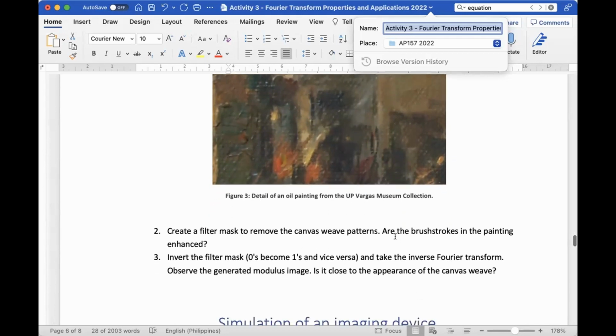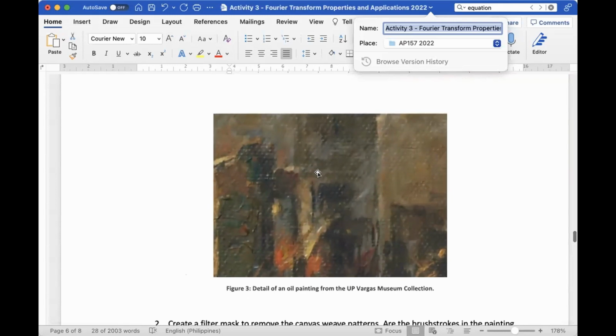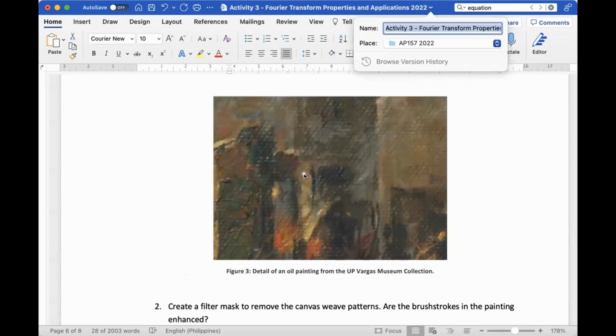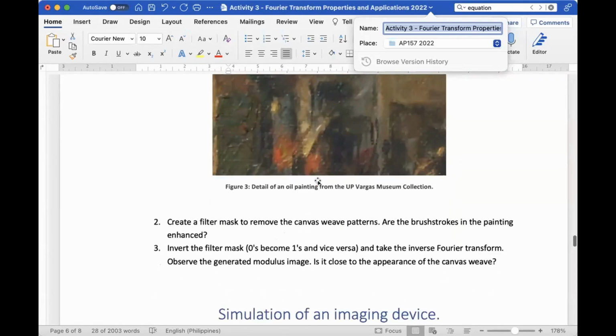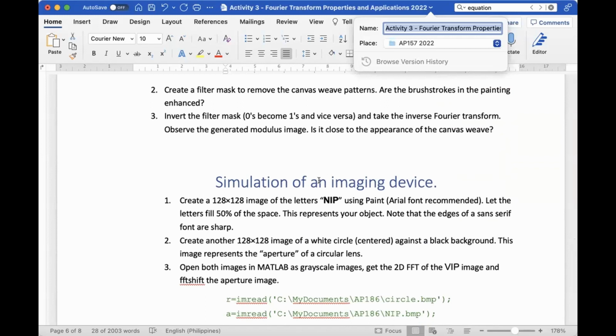Okay, are the brushstrokes in the painting enhanced? Invert the filter mask. Zeros become 1 and vice versa. So, imbis na remove or in-erase natin yung mga peaks, sila yung in-enhance natin. So, 0 lahat except for those peaks. Now, take the inverse Fourier transform and observe the generated modulus image. Is it close to the appearance of the canvas wave? So, kumbaga, we can do either way. We can either, if we want to study the canvas wave, we can enhance these repetitive patterns, or if we want to study the painting minus the canvas wave, we can filter out these repetitive patterns. So that's one application.